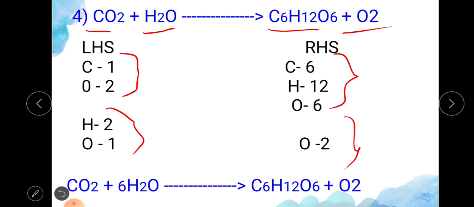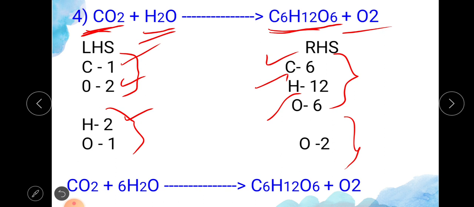How many carbons are there on the reactant side? 1. How many oxygens are here? 2. I am telling about carbon dioxide only. How many hydrogens are there here? H2O, 2. How many oxygen? 1. On the product side, how many carbons are there? 6. This I am telling about glucose. How many hydrogens are there? 12. How many oxygen? 6.